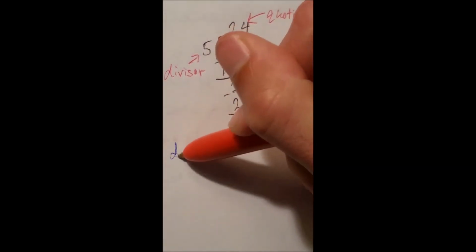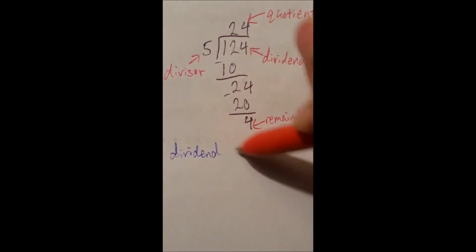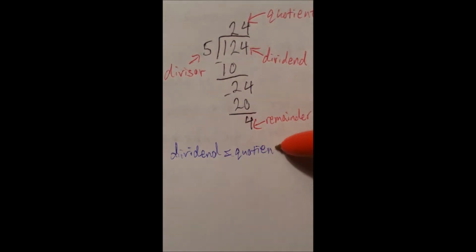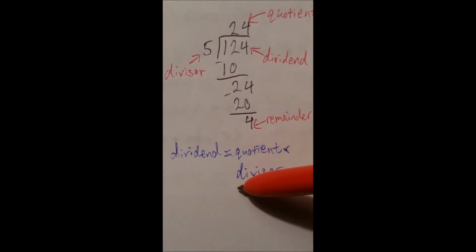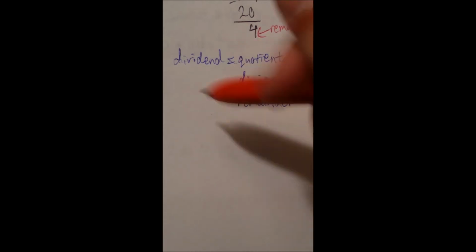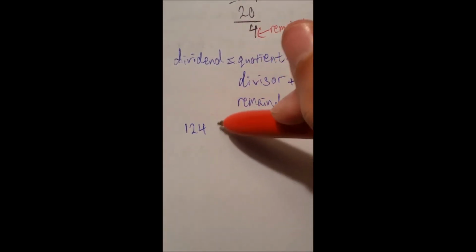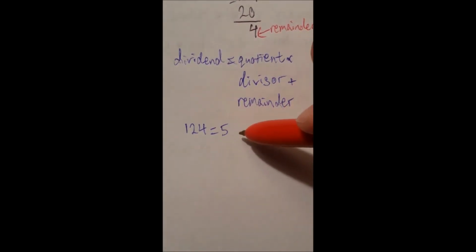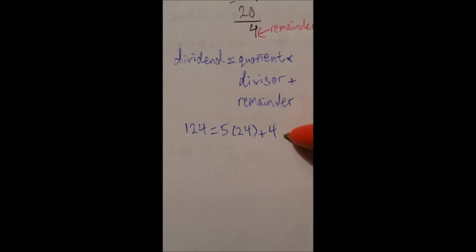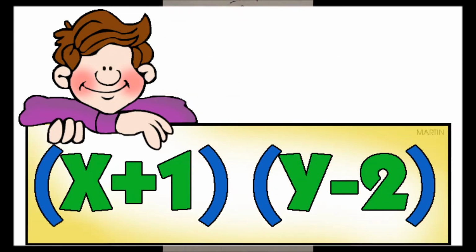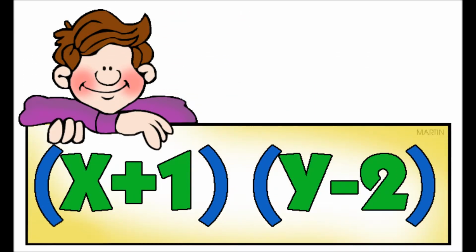In general, the dividend, which is the number that you're dividing, is equal to the quotient times the divisor plus the remainder. It's always a good idea to check your work, so let's make sure our numbers do follow this formula. 124 does indeed equal 5 times 24 plus 4. Let's look at a more challenging problem involving polynomials.